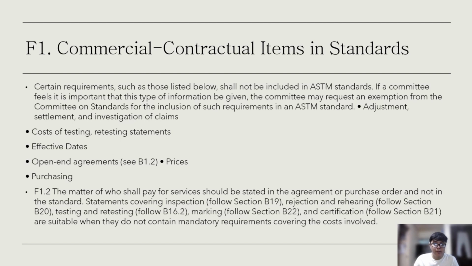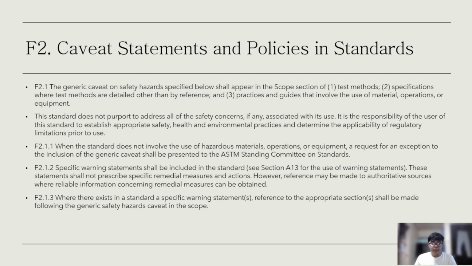F2. Caveat statements and policies in standards. The generic caveat on safety hazards specified below shall appear in the scope section of: 1. Test methods. 2. Specifications, where the test methods are detailed other than by reference. And 3. Practices and guides that involve the use of materials, operations, or equipment.